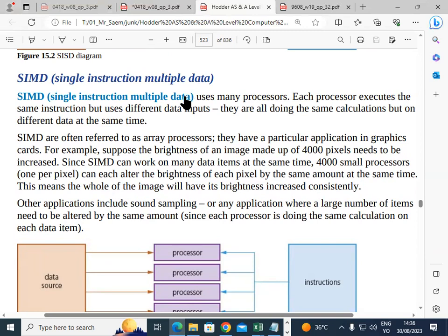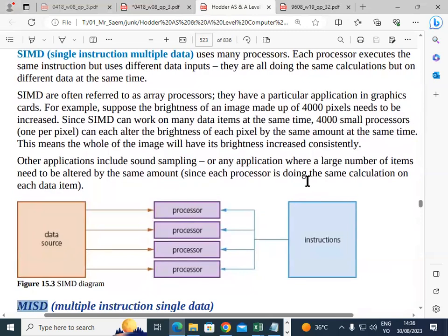Let me read this out to clarify. SIMD are often referred to as array processors. They have a particular application in graphic cards. For example, suppose the brightness of an image made up of 400 pixels needs to be increased. Since SIMD can work on many data items at the same time, I want to increase the brightness of all the 400 pixels. 400 small processors, one per pixel. Each can alter the brightness of each image by the same amount at the same time.